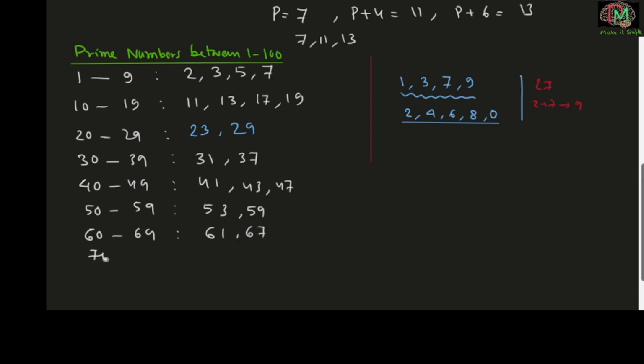Next is 70. In between 70 to 79, it is 71 and 73 and 79.